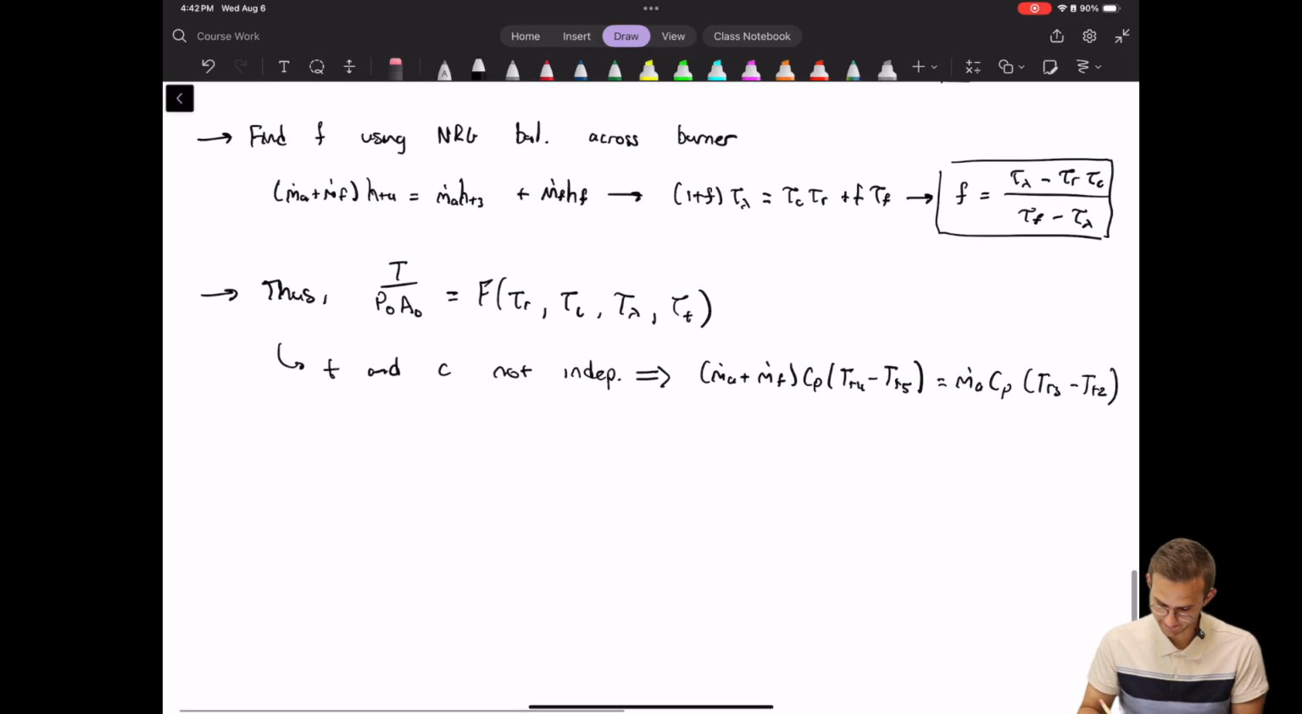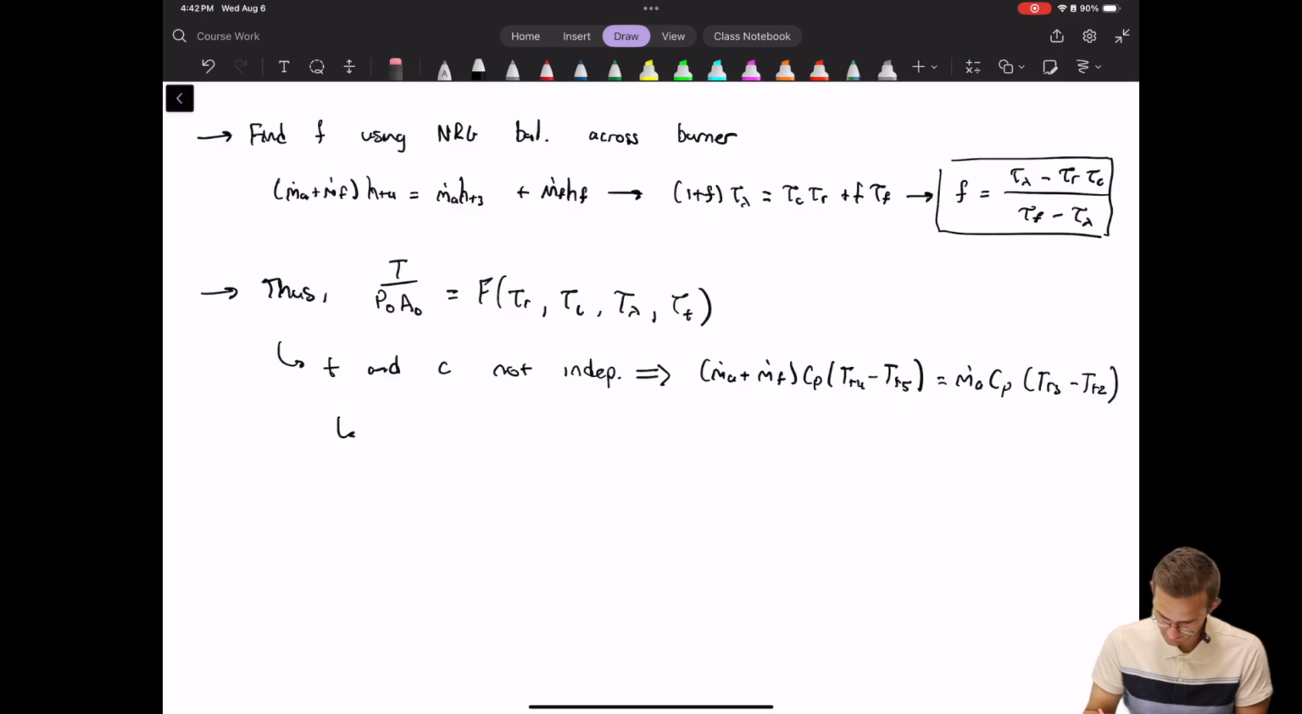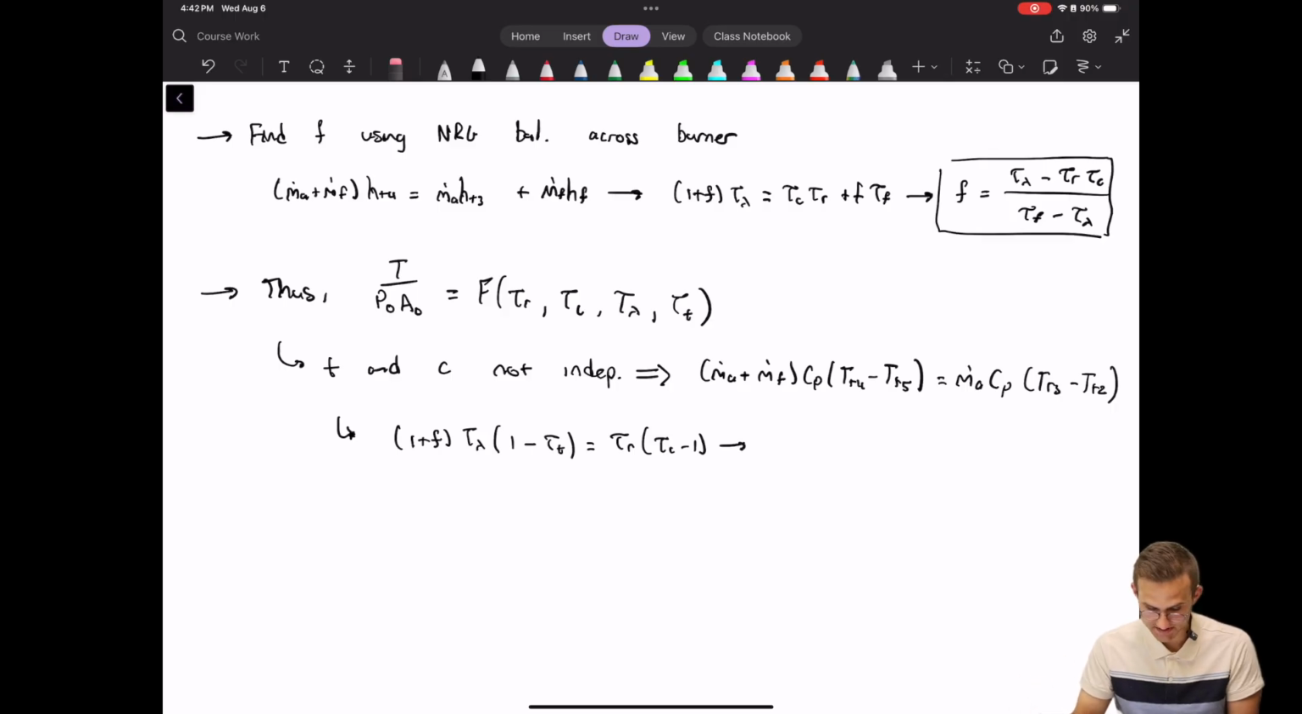Okay, and so if we perform all of our normalizations that we've been doing, you get 1 plus F times tau lambda times 1 minus tau T is equal to tau R times tau C minus 1, which gives us tau T in terms of tau C and the other energy parameters: tau T equals 1 minus tau R times tau C minus 1 over 1 plus F tau lambda.